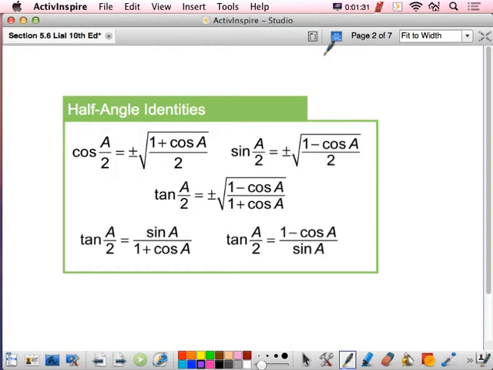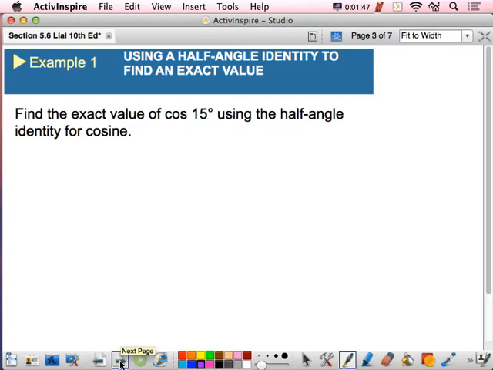Okay, so these are the 5 new identities for today's lesson. Make sure that you're familiar enough with them to use them, but you do not have to necessarily memorize these. They will be provided for you. Are you ready? Okay. Let's take a look at example 1. We would like to find the exact value of the cosine of 15 degrees using the half angle identity for cosine.